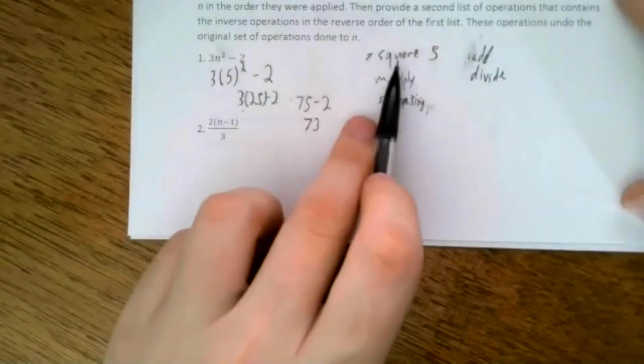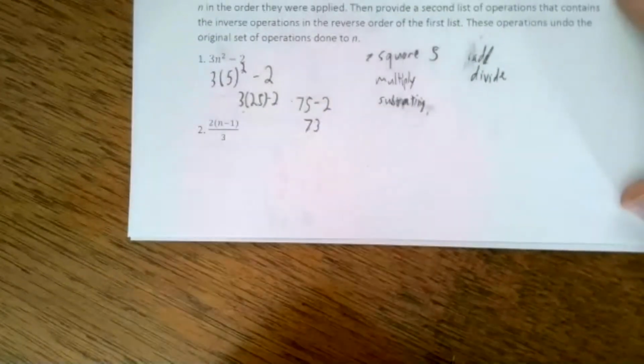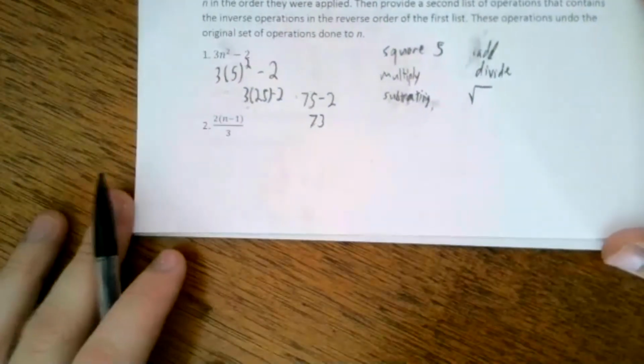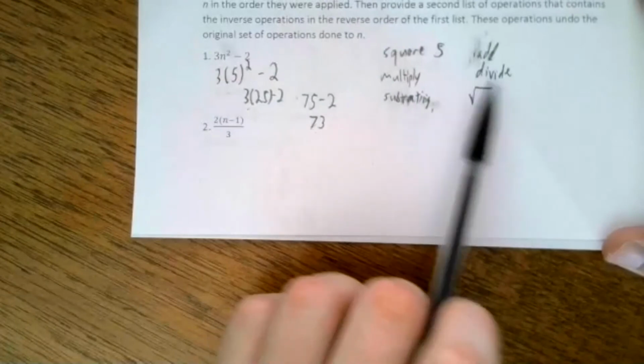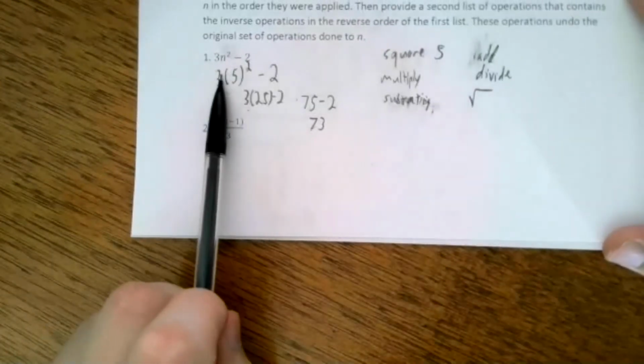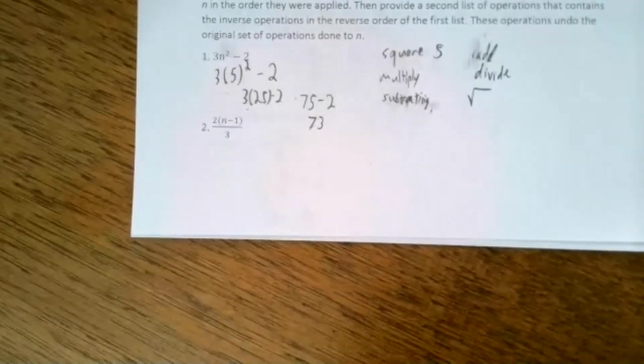And then instead of squaring, what's the opposite of squaring? It's square rooting, right? Like that symbol right there. So the opposite of squaring is square rooting. So basically what we're doing is going in inverse order to keep working backwards to the start up here. We're just working backwards.